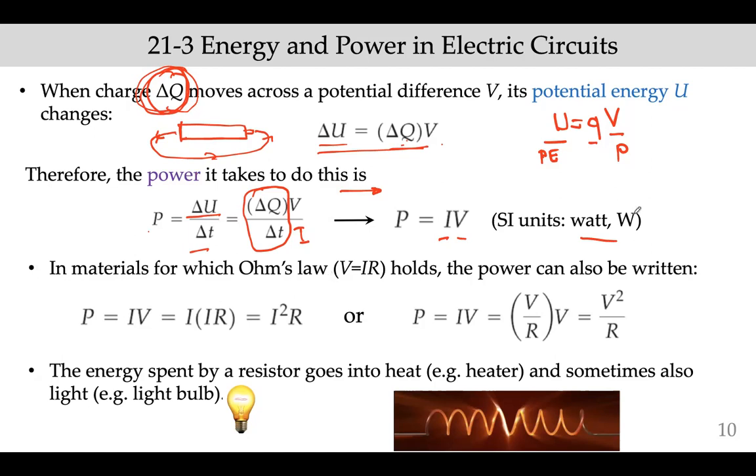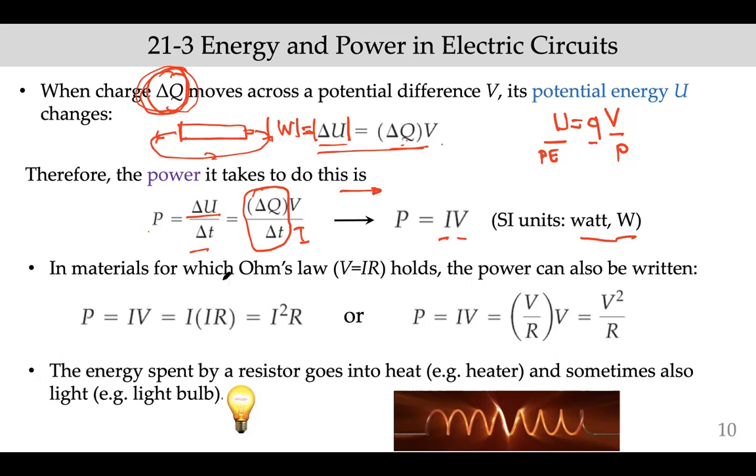When W is a unit, it's watts, but when it's used as a variable in the formula, as we saw, it was equal to the work done. So as a variable in a formula it means work, but as a unit, it means watt.